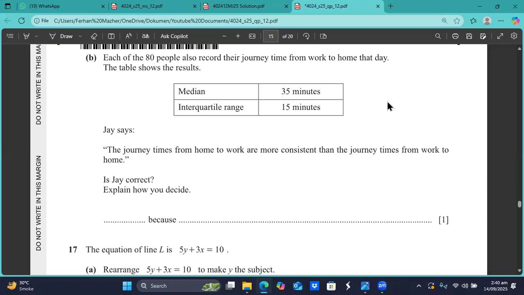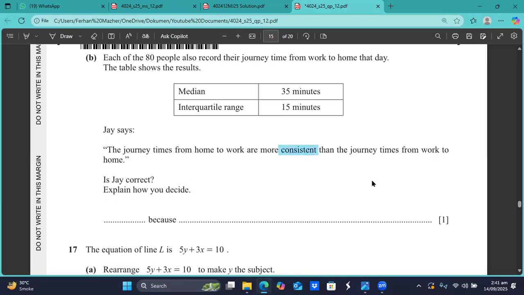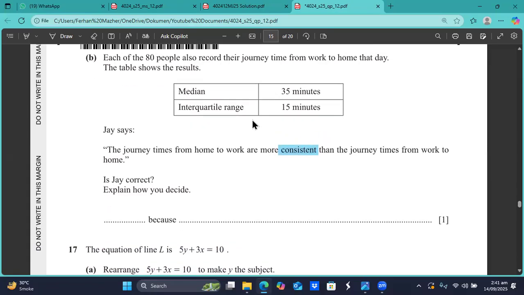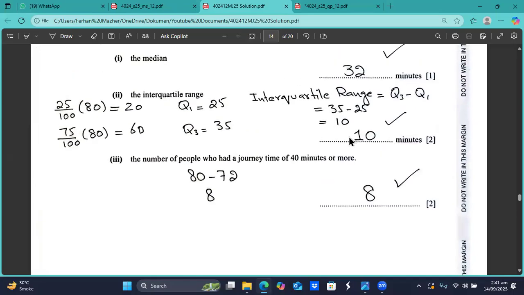Jazz says the journey times from home to work are more consistent than the journey times from work to home. Is Jazz correct? Explain how you decide this. The word consistent is represented by the interquartile range. The interquartile range when going from home to office is 10 minutes. We found that.